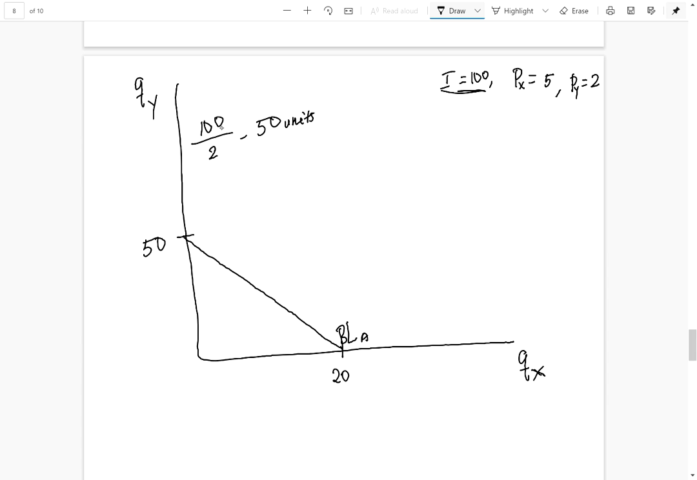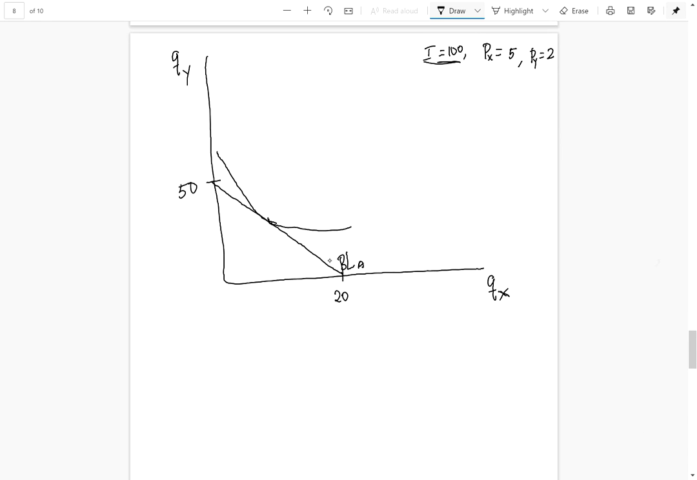Okay. At this budget line, we are going to find the optimal point for this consumer, right? The place where her utility is maximized given her budget constraints. So we're looking for an indifference curve that touches the budget line once and only once, right? It's just tangent to it.